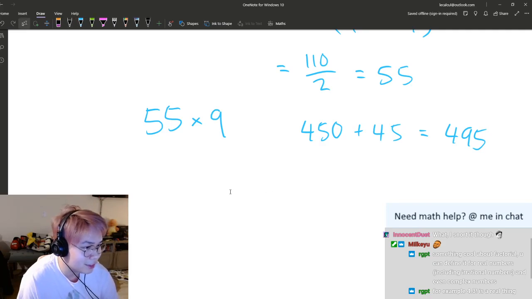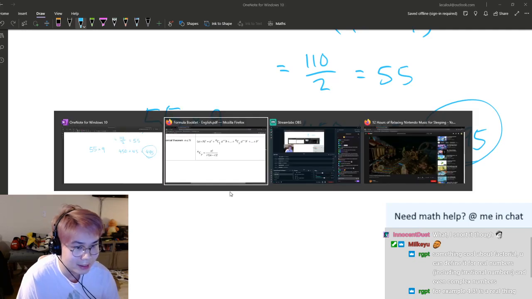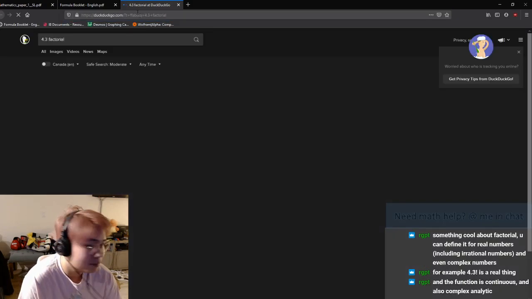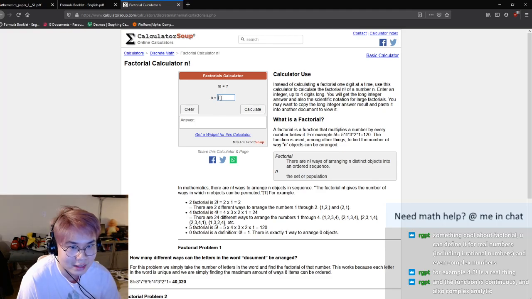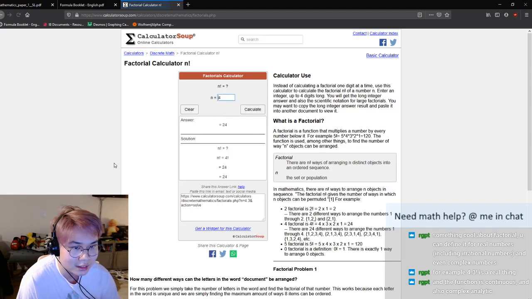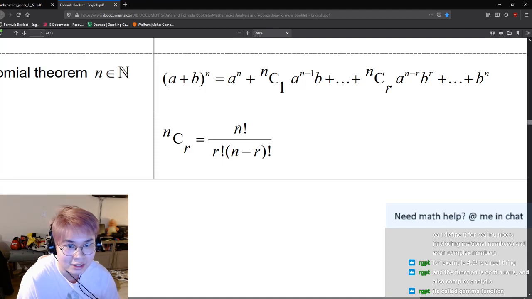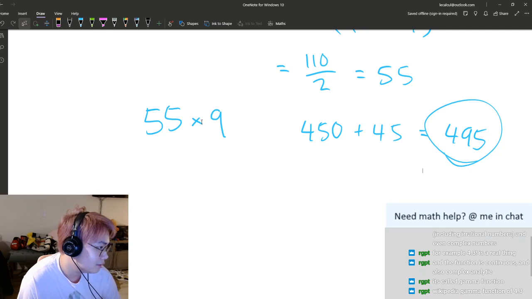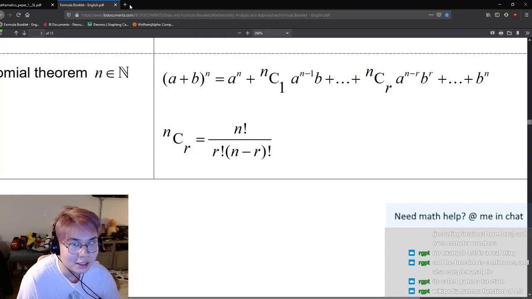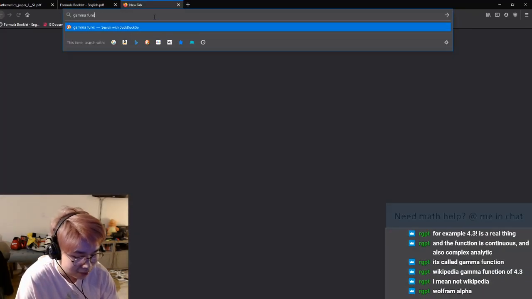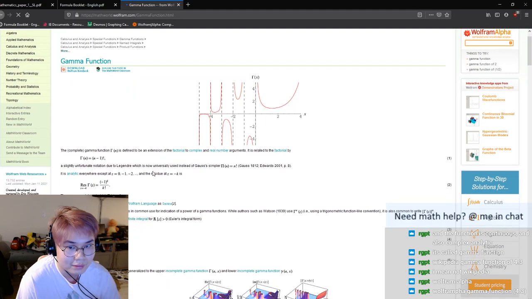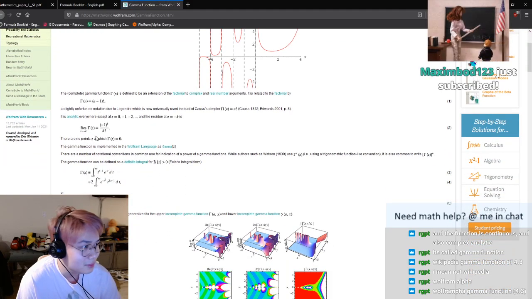495? 4.3 factorial is a real thing? Okay, so here's the coefficient, and then I'm curious about this. I've heard this before, but let's see. I wonder if these things can even calculate using non-integers. The answer is 24? Oh, they just take it as 4. Oh, they don't do non-integers. Oh, well. Oh, yeah, the gamma function. Wikipedia, the gamma function. Neat. Fancy maths.